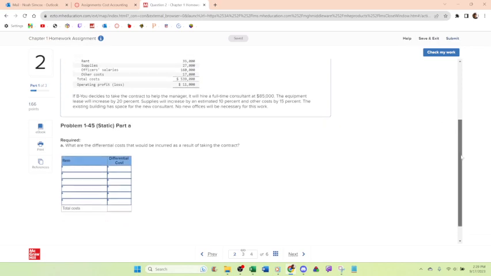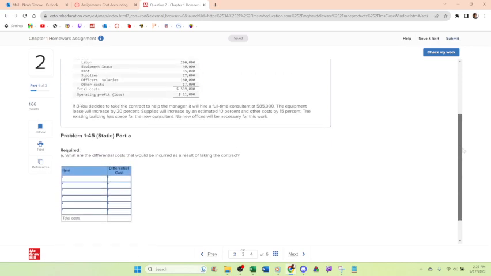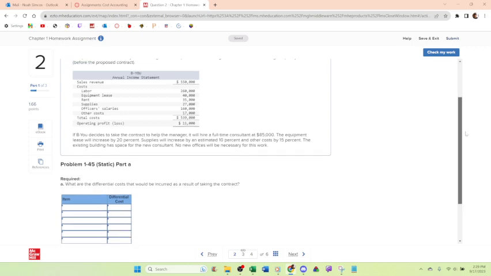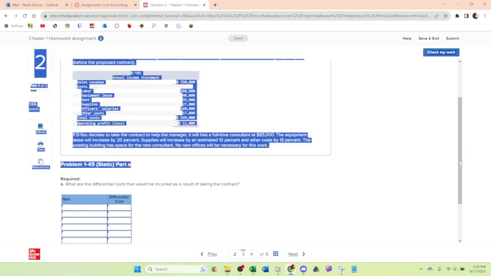Oh, this is pretty simple. They're not even asking you to compare the two. They're just asking what the differential costs are. Okay, the differential costs are just all the ones that they listed in their paragraph. I mean, that's pretty simple.